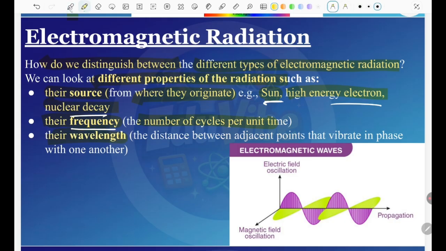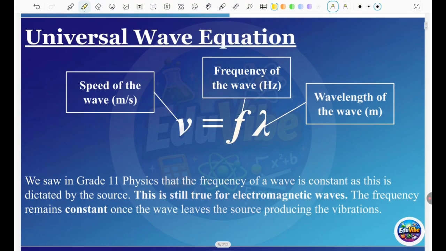The last property is the wavelength. We learn more about the wavelength in this unit too. It is the distance between adjacent points that vibrate in phase with one another. When they vibrate, the wavelength is generated. This is the wavelength, and you can see it in the propagation of any type of wave. The wavelength also shows the length of any particular cycle. That's all you have to learn about how the properties of radiations distinguish between different types of electromagnetic radiation. Next, we have the universal wave equation.